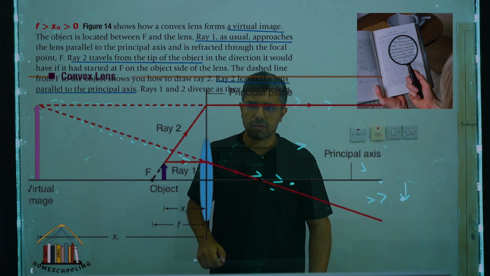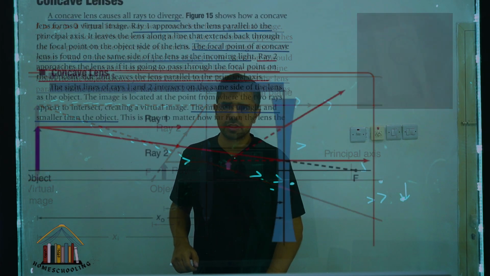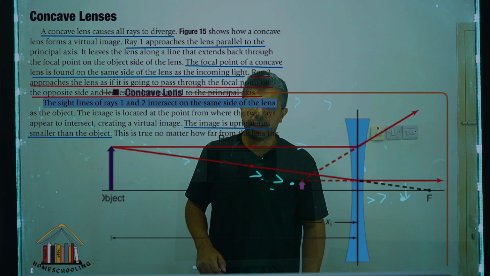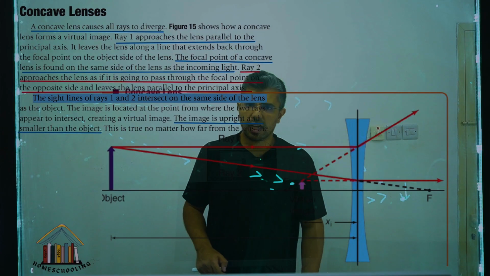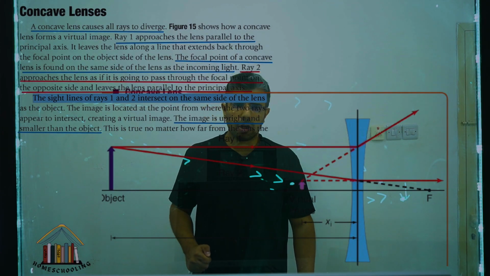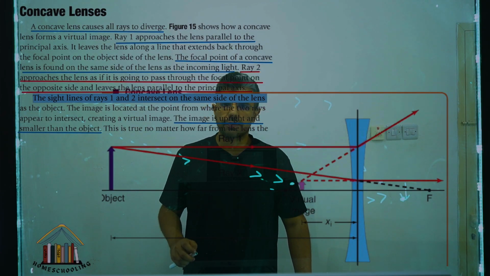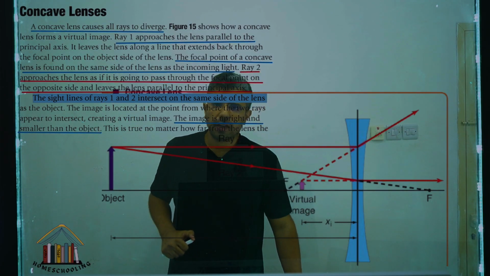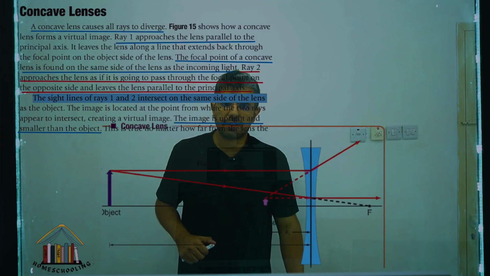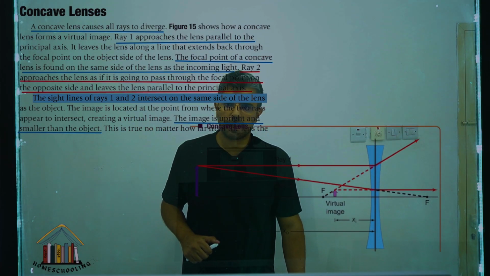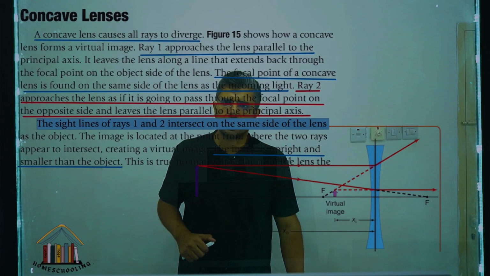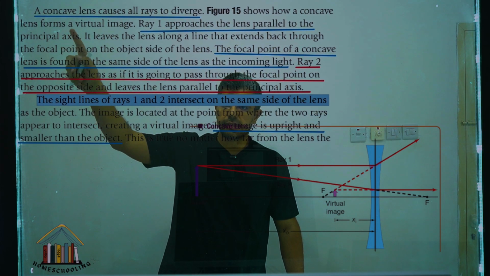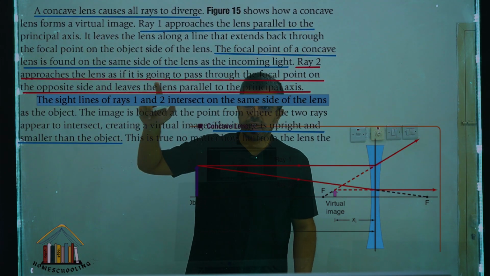All right, let's continue with the second condition. Here we are with the concave lens. This time we'll see how we can draw the image from concave lenses. Remember, the function of the concave lens is to diverge the light. Keep that in mind. That's what they are reminding us: a concave lens causes all light to diverge.